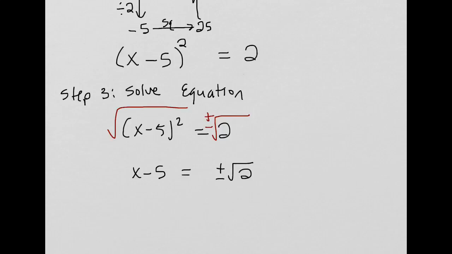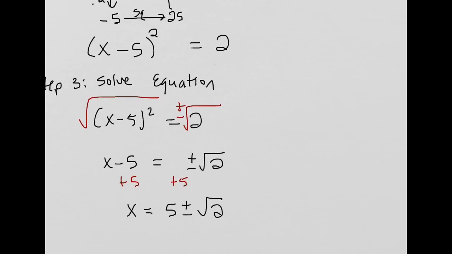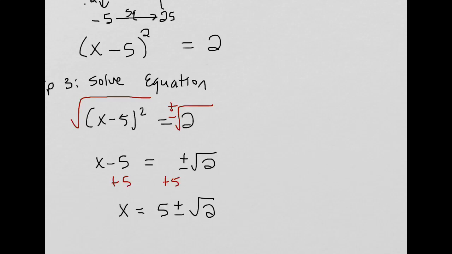So then the last step is I'm just going to add 5 to both sides of my equation. So my final answer is x equals 5 plus or minus the square root of 2. And I actually should have said final answers because there's really 2 of them there. So if I write them out, one answer is x equals 5 plus the square root of 2. And another answer is x equals 5 minus the square root of 2.